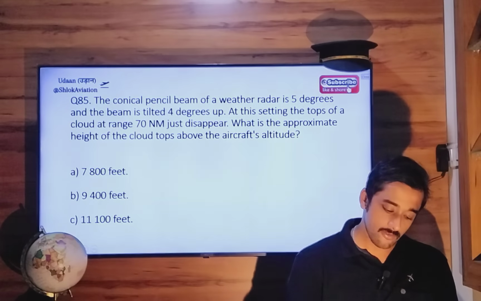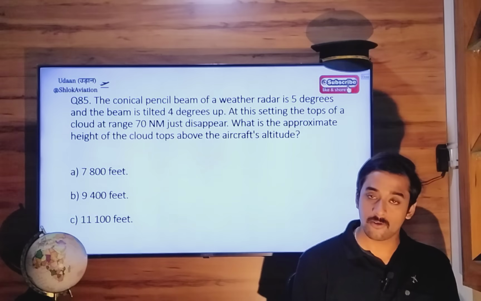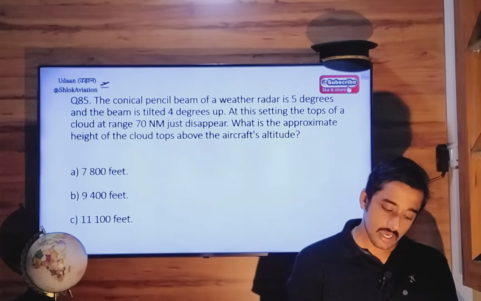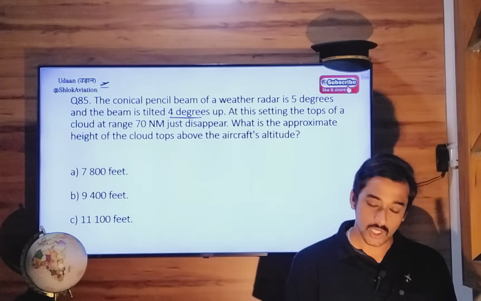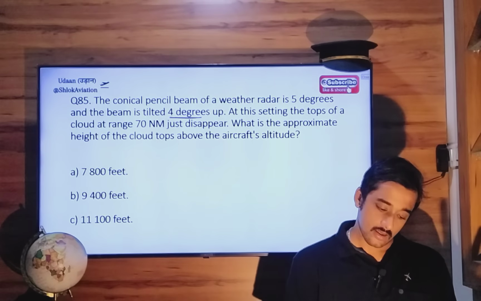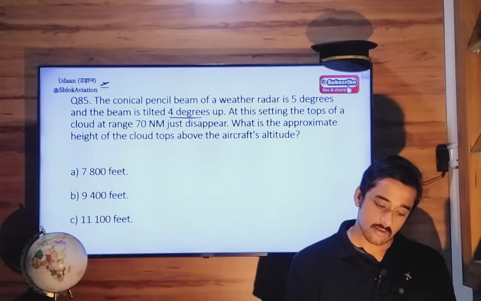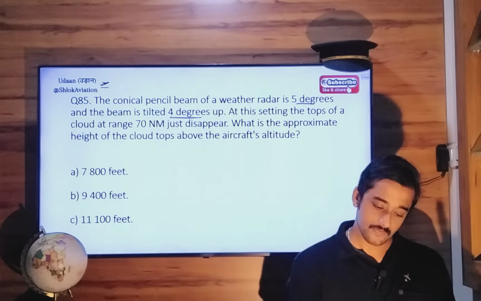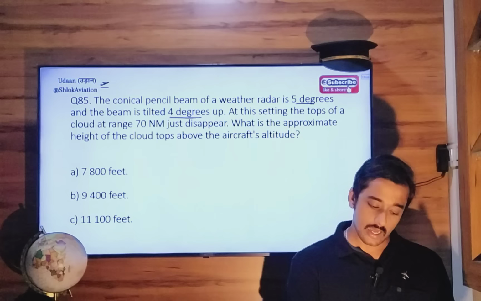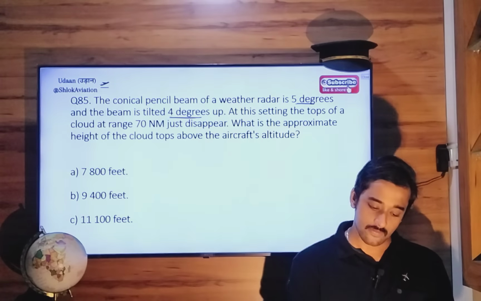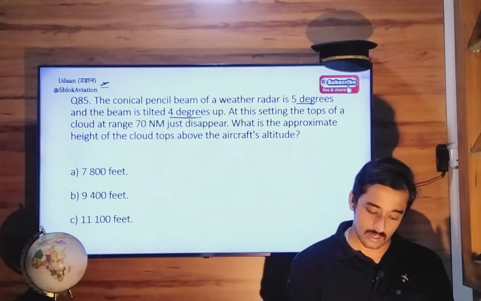Next, question 85. Conical pencil beam of a weather radar is 5 degrees and the beam is tilted 4 degrees up. So tilt is 4 degree up, beam width is 5 degrees. The top of the cloud is at 70 nautical miles away. You have to find out the top of the cloud.